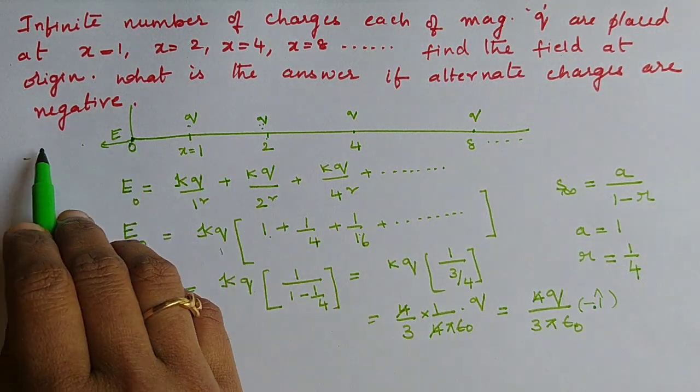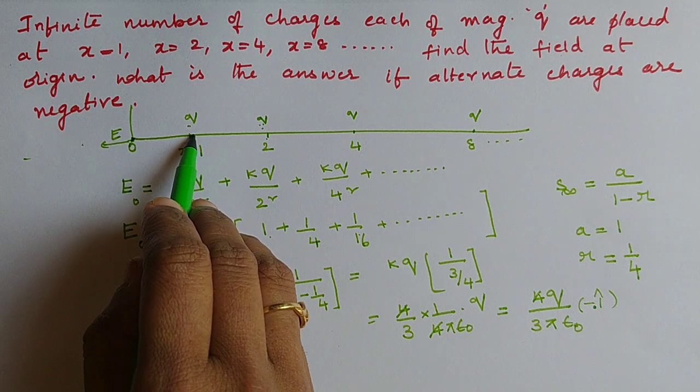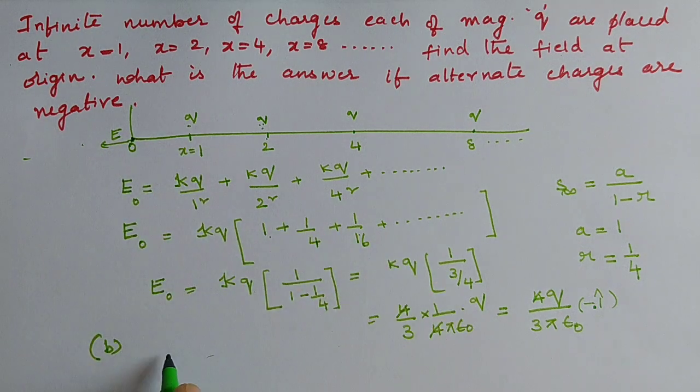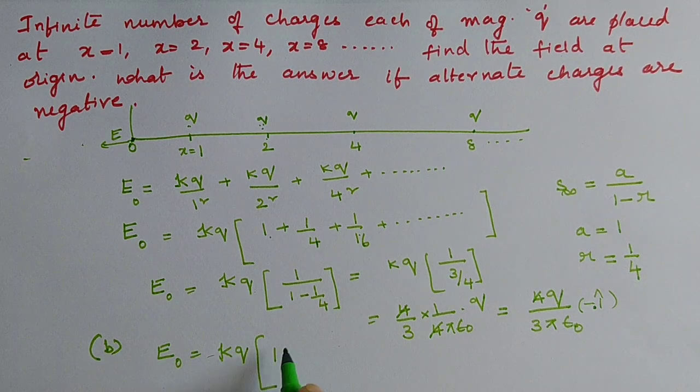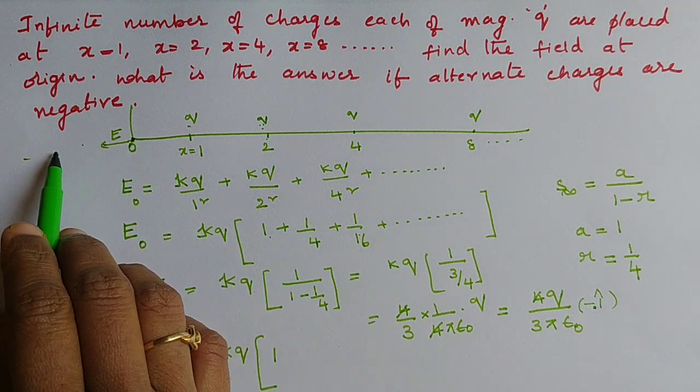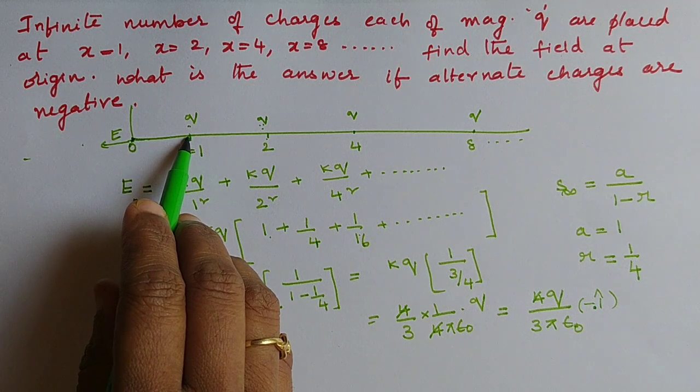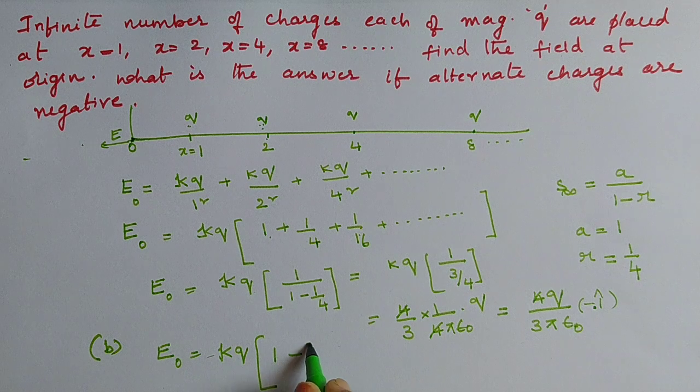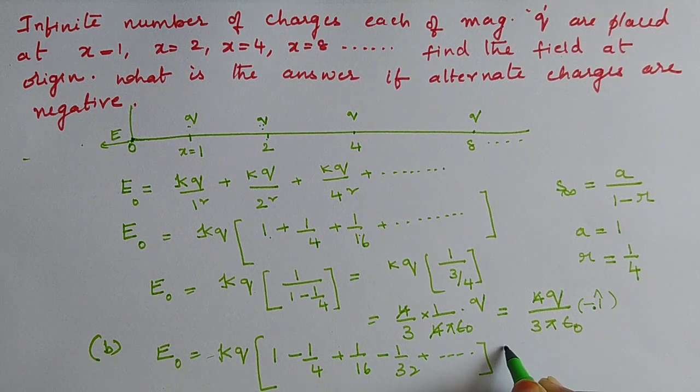But in that case, one field is away from the axis, another is towards. So when you write the vector addition, the net field would come out to be k into q. First one is 1 in negative i cap direction. Next one would be opposite to it. So this term becomes minus 1 by 4. Alternately you get negative signs. Minus 1 by 32 and so on, into minus i cap.